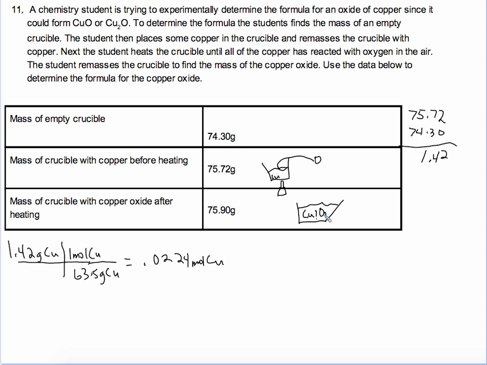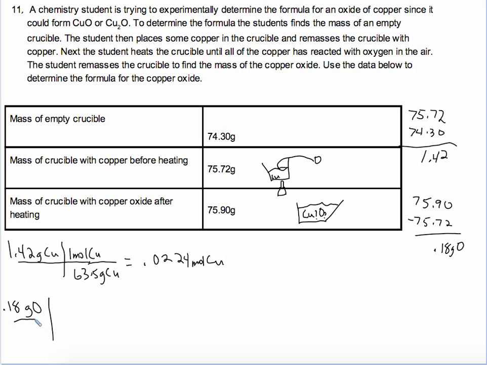So the question is, what's this formula? Well, if we take the crucible with the copper and oxygen minus the crucible with just the copper in it, we'll get the mass of just the oxygen. So we take 75.90, subtract 75.72, and what you end up getting is 0.18 grams oxygen.